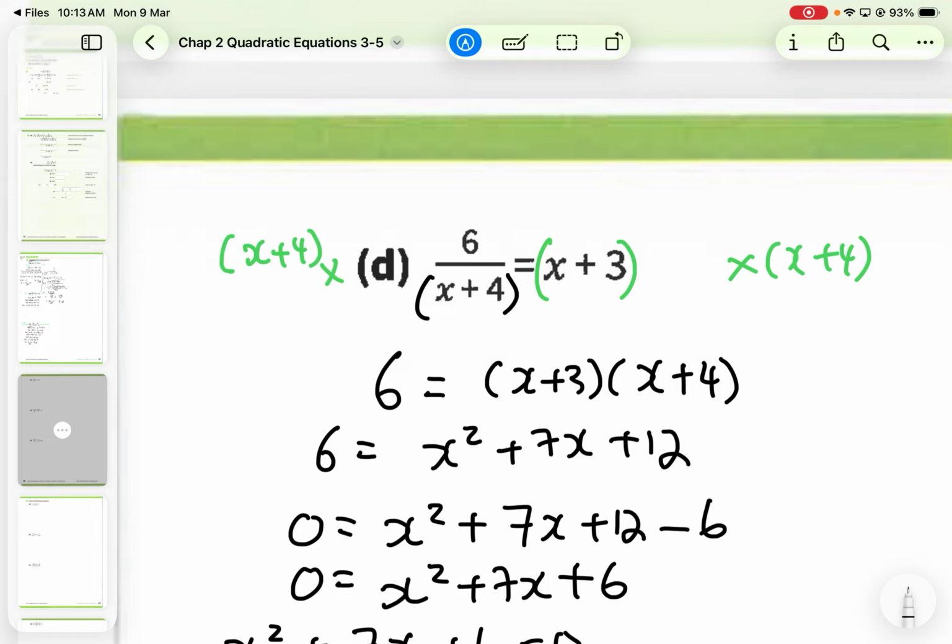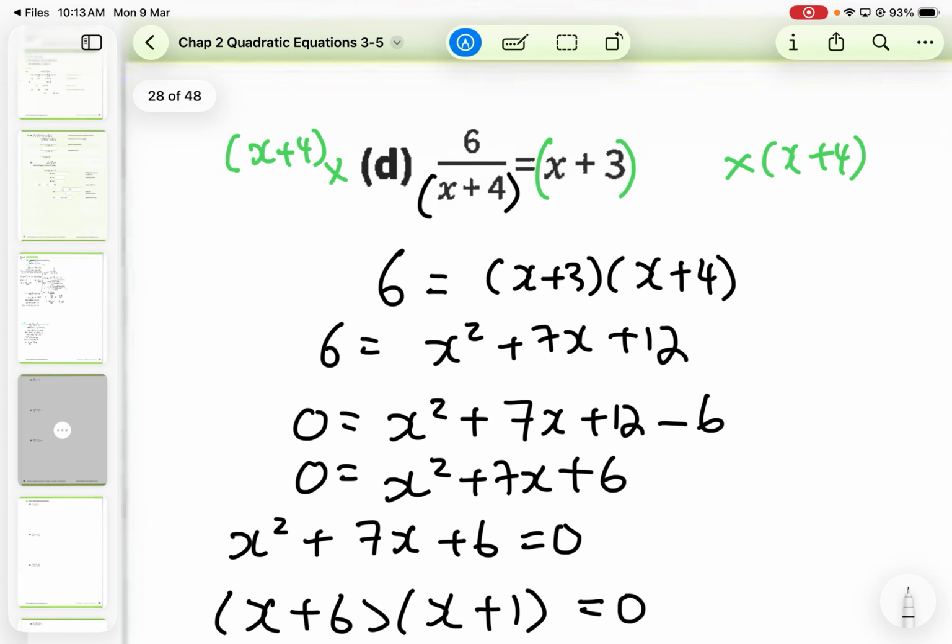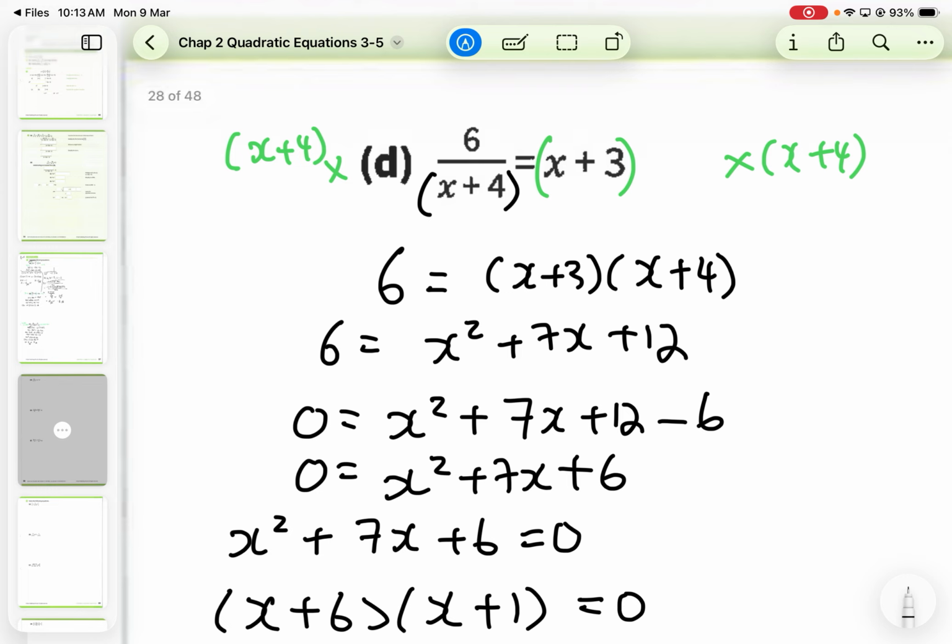Then this x plus 4, when I multiply, remove this one already. So left hand side left with 6. Then right hand side has this: whole right hand side multiply by this bracket. Then from there I can do my expansion. Put everything on one side so that the other side is 0. Then I can solve this quadratic equation. Follow?